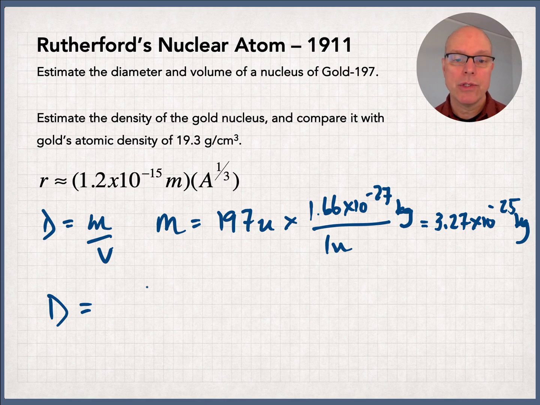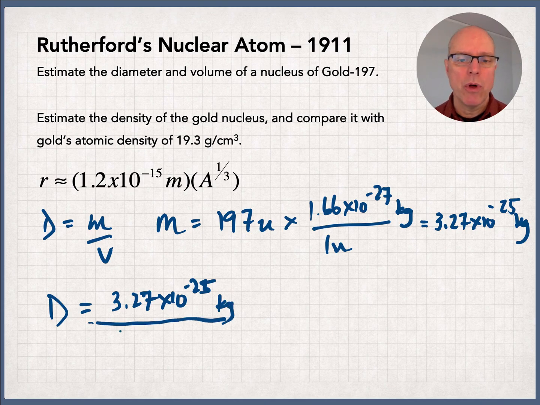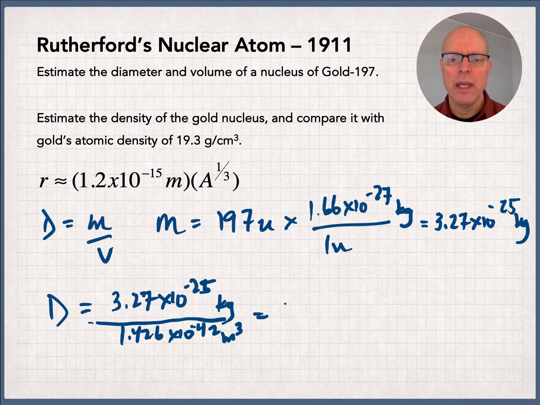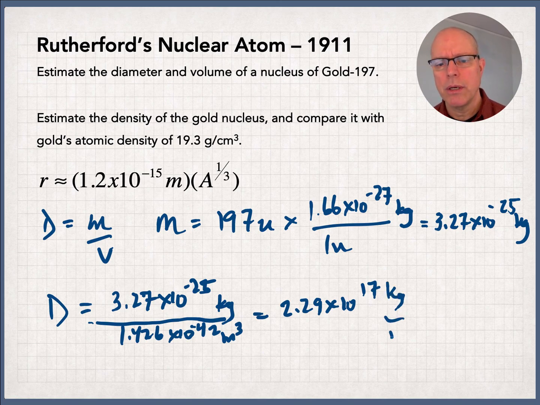Now we're in a position to get the density of the gold nucleus. So we're just going to take our mass, 3.27 times 10 to the minus 25 kilograms, and divide that by the unimaginably small volume, 1.426 times 10 to the negative 42 cubic meters, and we end up with this stupidly ridiculous number, 2.29 times 10 to the 17 kilograms per cubic meter.